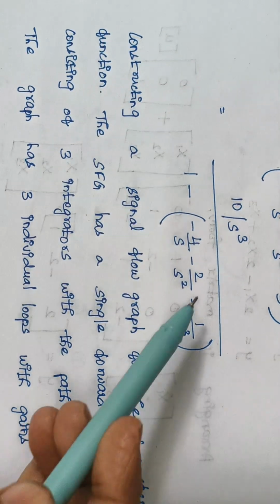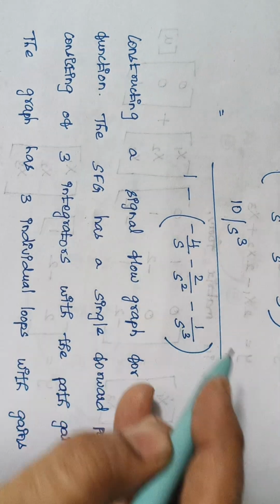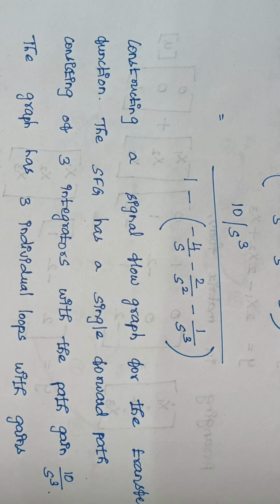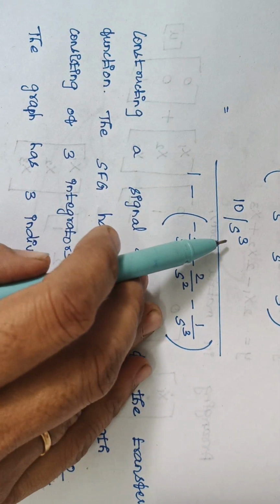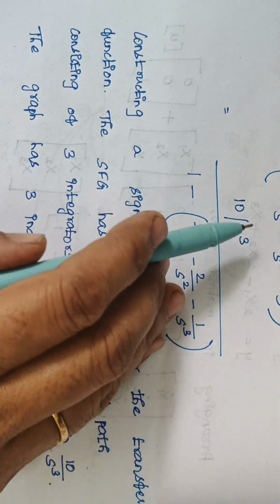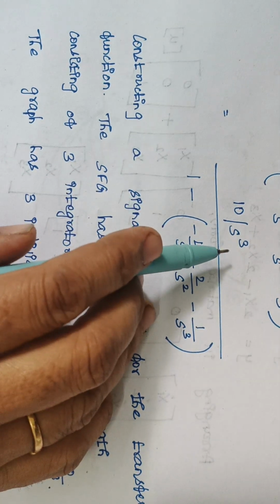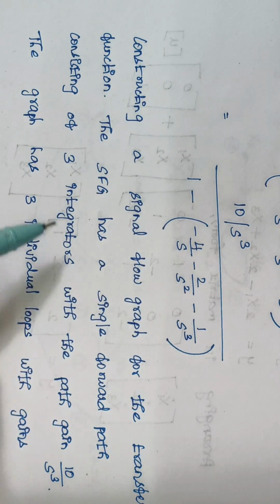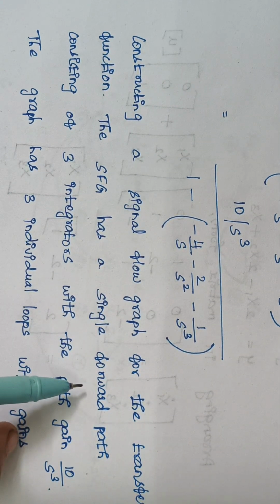So you see this is the transfer function, right? From this transfer function we have to analyze how many individual loops are there and how many forward paths are there, right? So in the numerator I am having only the 1 by s cube term, that is, 10 is a constant, it is a gain. I am having only 1 by s cube. So this means that this transfer function has only one forward path, right? Therefore this signal flow graph has a single forward path, right?